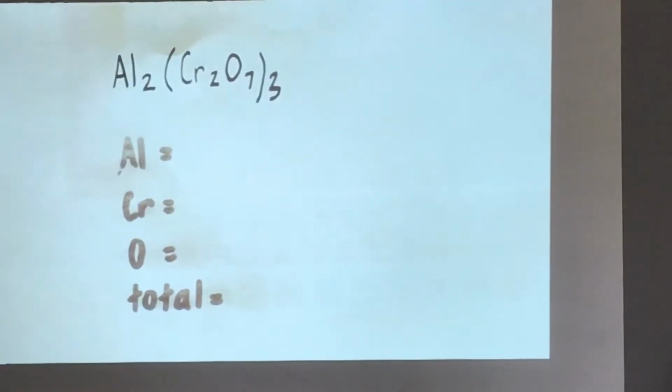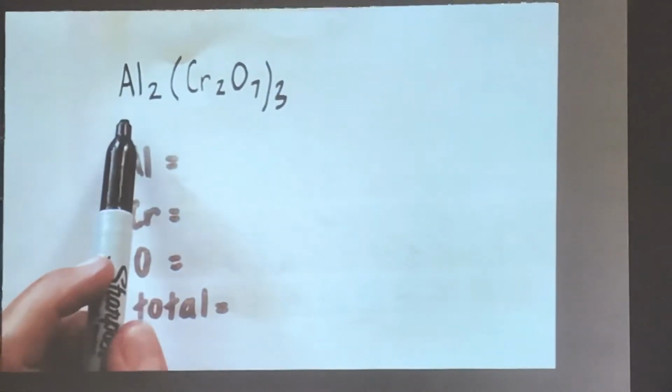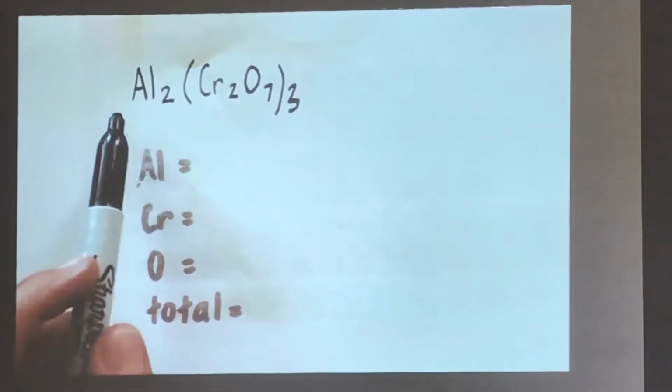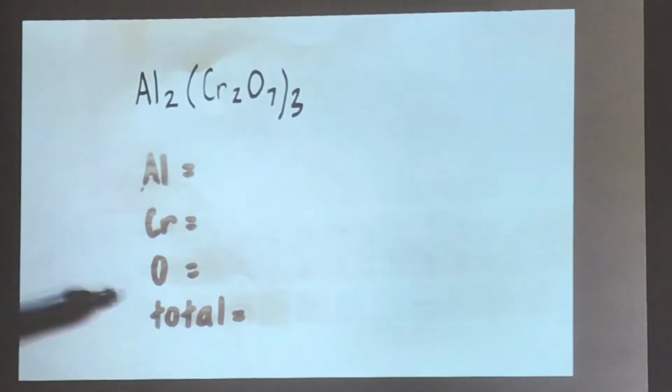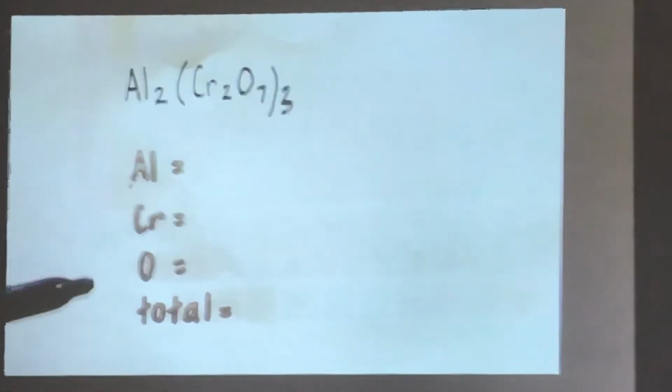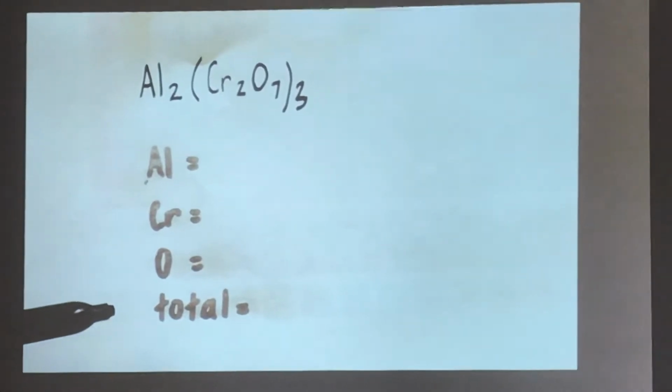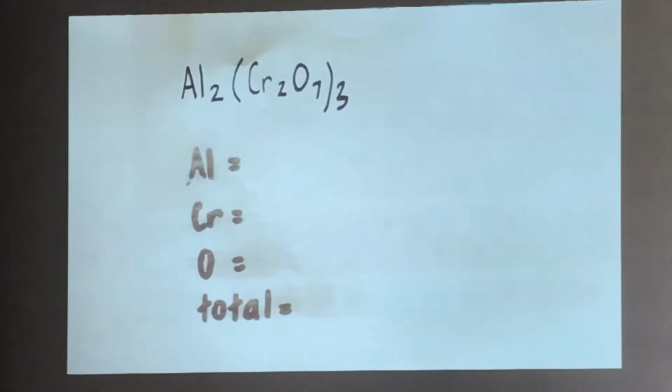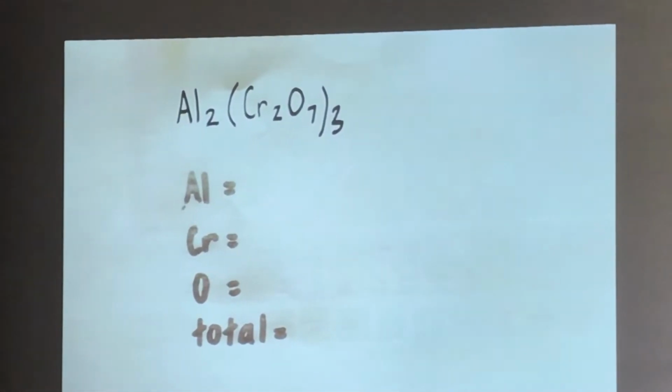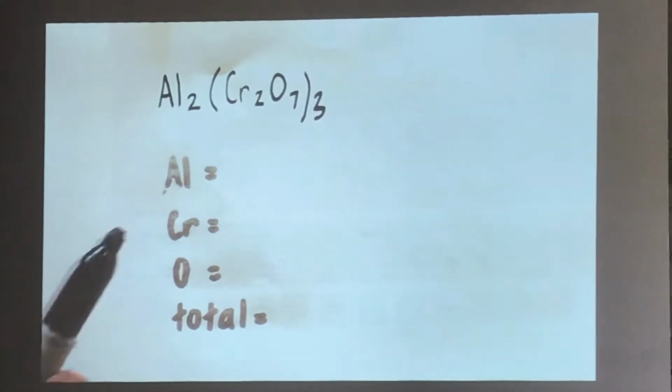I'm going to do one more formula for you. So this is my formula, and I'm going to calculate the molar mass for this formula. So I listed the elements in order: aluminum, chromium, and oxygen, and total, that's my total molar mass. I'm going to round the atomic masses to the whole numbers. So I just looked them up.